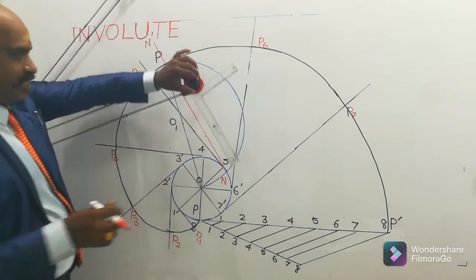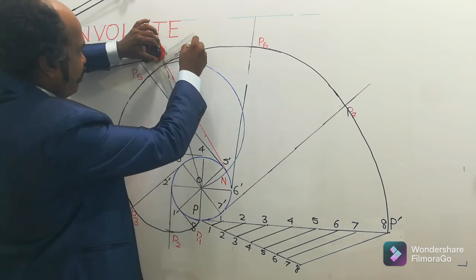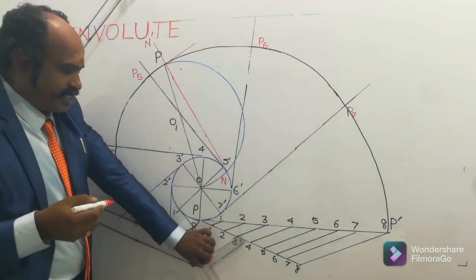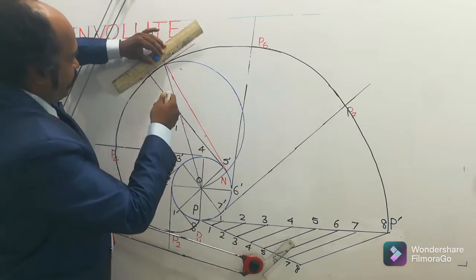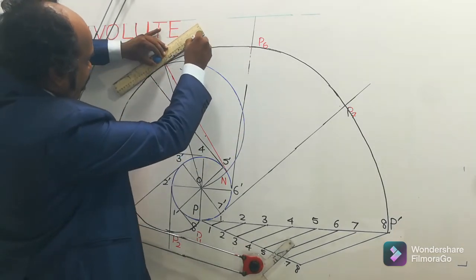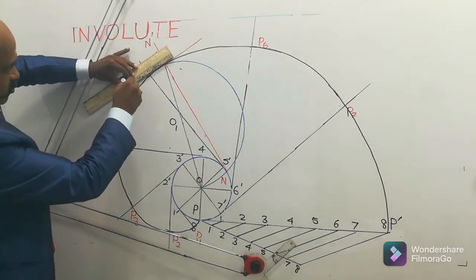But you do a question like this: draw a line perpendicular to N dash using the other scale of the drafter. Then extend it on both sides of the letter P. If you extend it on both sides, that forms the tangential line, the tangent, marked as TT dash.